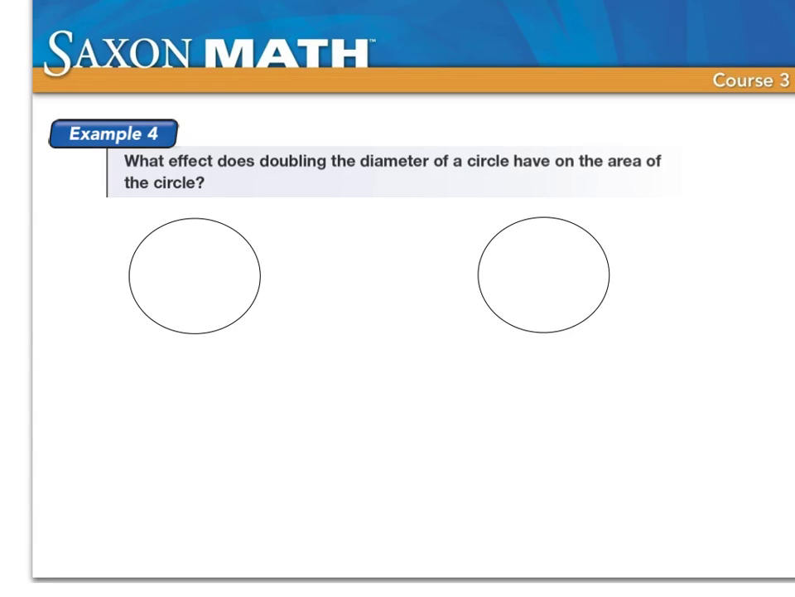Example 4: what effect does doubling the diameter of a circle have on the area of the circle? So again, we're going to use kind of the same one we used in the last lesson. But we're going to say that this diameter is 2, and this diameter is 4. We want to know what effect that has on the area of the circle.